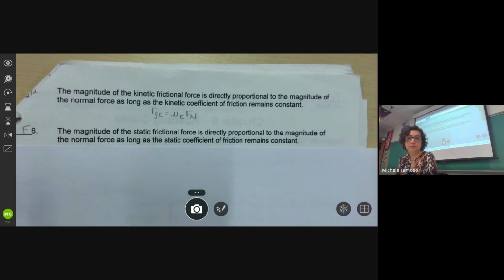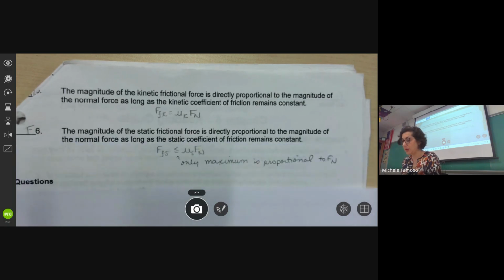Number 6. Why is number 6 a false statement? Olivia? Maximum again. It needs to say that the magnitude of the maximum static frictional force is directly proportional to the magnitude of the normal force. Because remember, the static friction force is a variable amount. It goes from 0 up to that maximum. So it's only the maximum that depends.